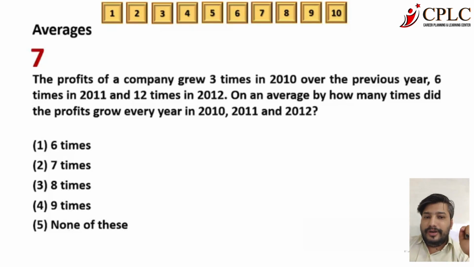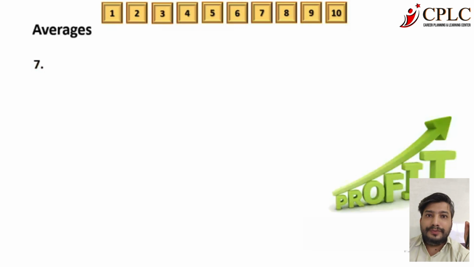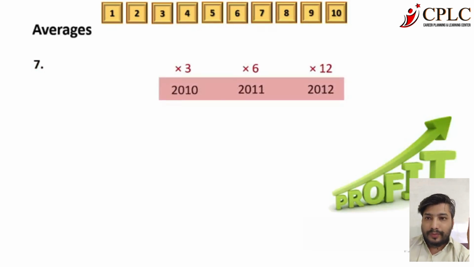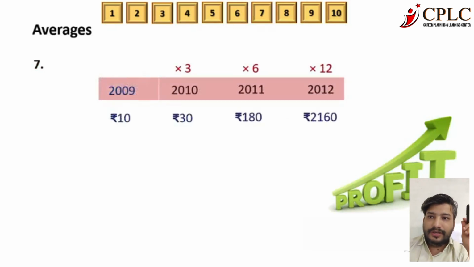Then on an average, how many times the profits have grown every year? One mistake that normally happens is that students, because they are asking on average, will simply add the numbers, that is 3, 6 and 12, and divide by 3. When you do that, you get the answer as 7, which is there also, but which is incorrect. That is answer option 2. Now, what should be the correct philosophy?